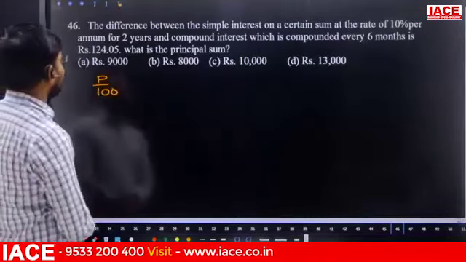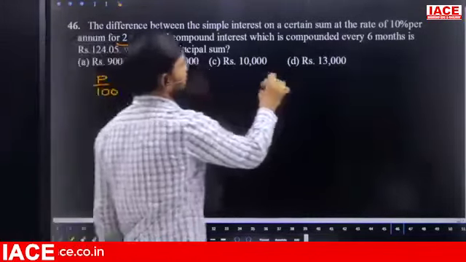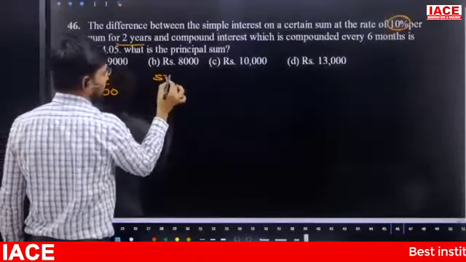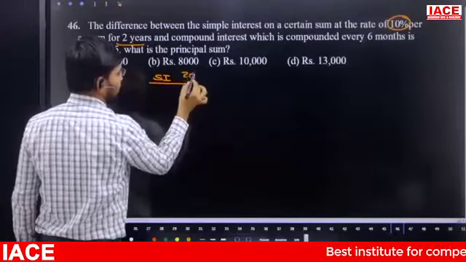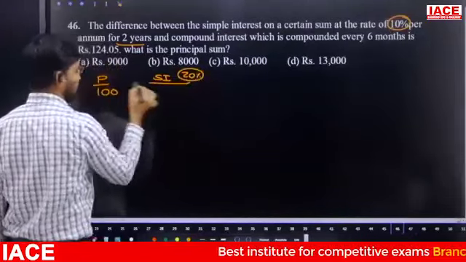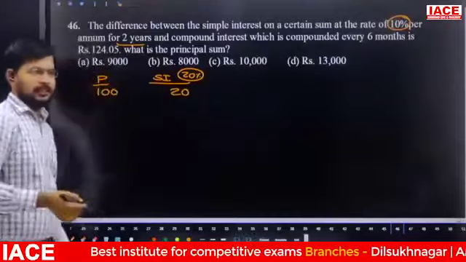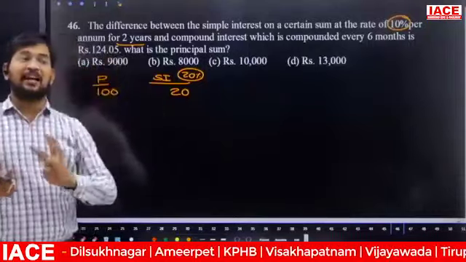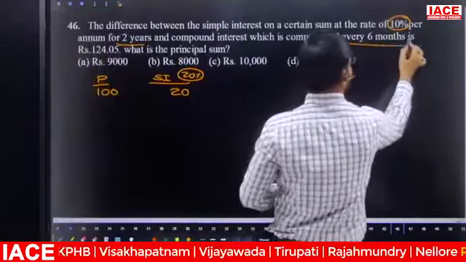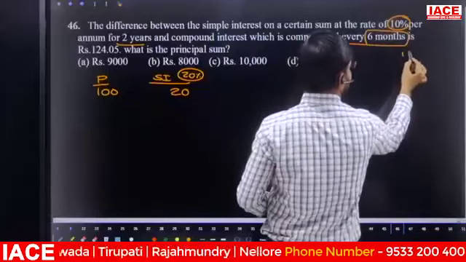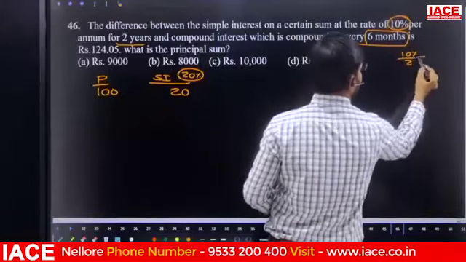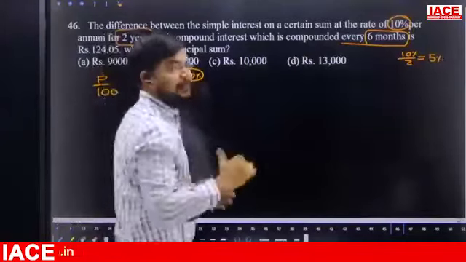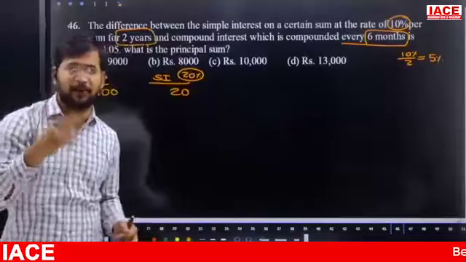Simple interest: 1 year the rate of interest is 10%, so 2 years is 20%. 20% of 100 is 20. Simple interest is 20. Now I need to calculate compound interest for every 6 months. Every 6 months the rate of interest becomes half, that is 5%. In 2 years, how many 6-month periods are possible? 4. Therefore, I need to go for 4 cycles.